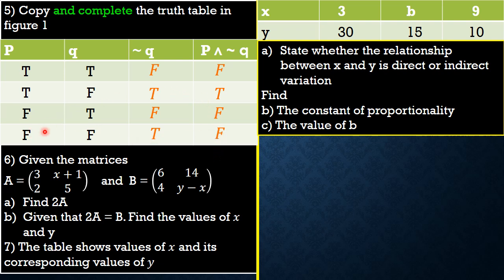Great. Question 6 is saying that given the matrices A equals this and B equals this, we should find 2A.